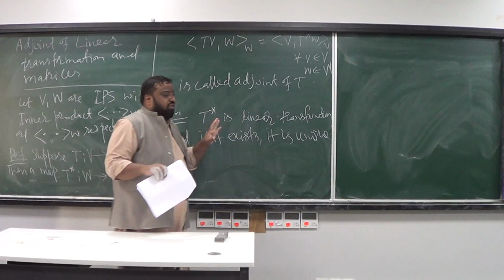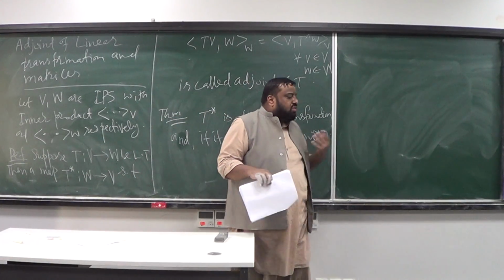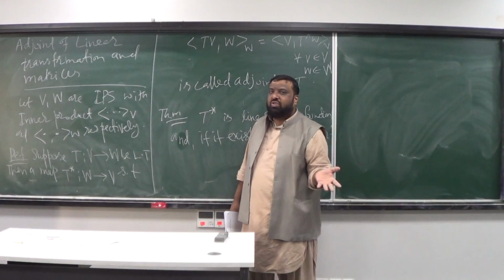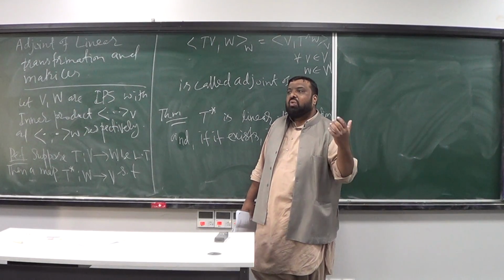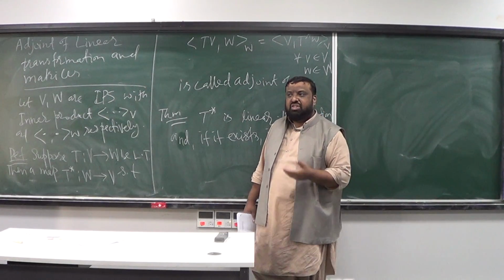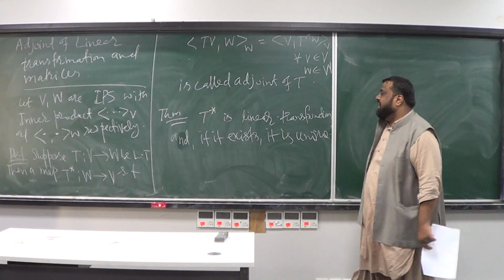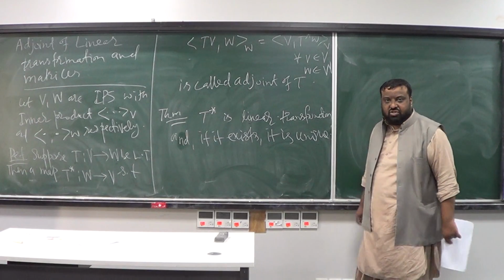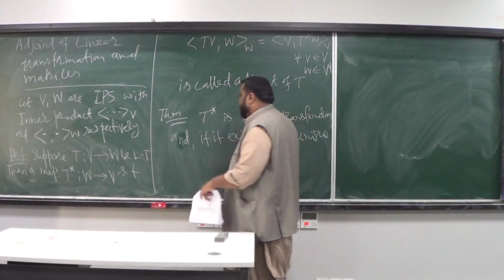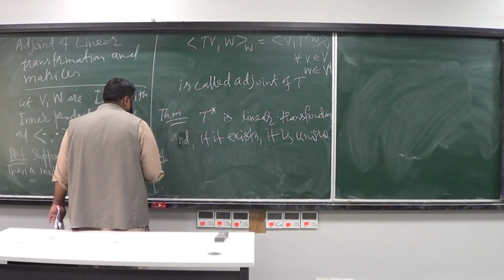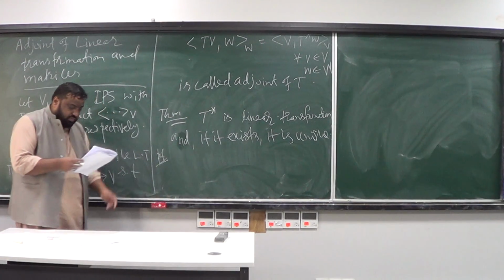So first of all, for a given linear transformation, can you always find an adjoint? The answer is no. I'm going to do an example in which we can't find an adjoint. So for a given linear transformation, if there is an adjoint, then that adjoint must be linear and it must be unique actually. Okay? So we're going to try to prove both of these things. Okay? So how to do it?